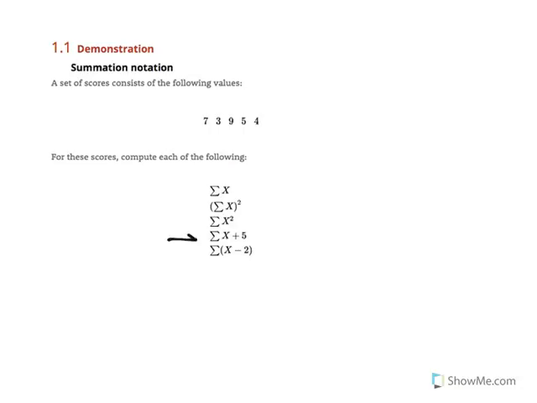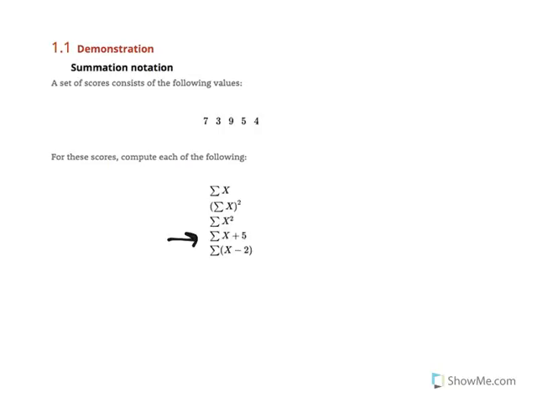Next, we're going to take the sum of x plus 5. Again, order of operations: if we have something, we move left to right, and so left to right says what we're going to do first is take the sum of x and then add 5. It's not telling us to add 5 to every score. That would require parentheses around the x plus 5. Here again, from left to right, we would attend to the sum of x first and then add 5 to the total.